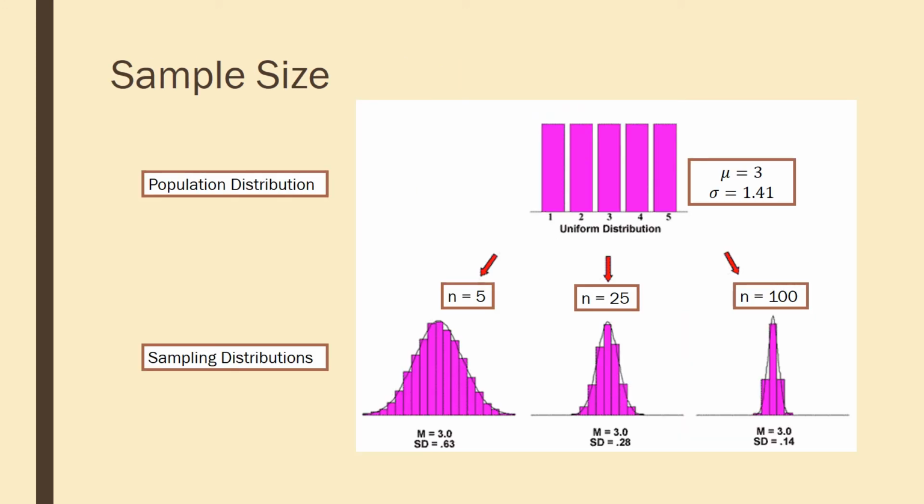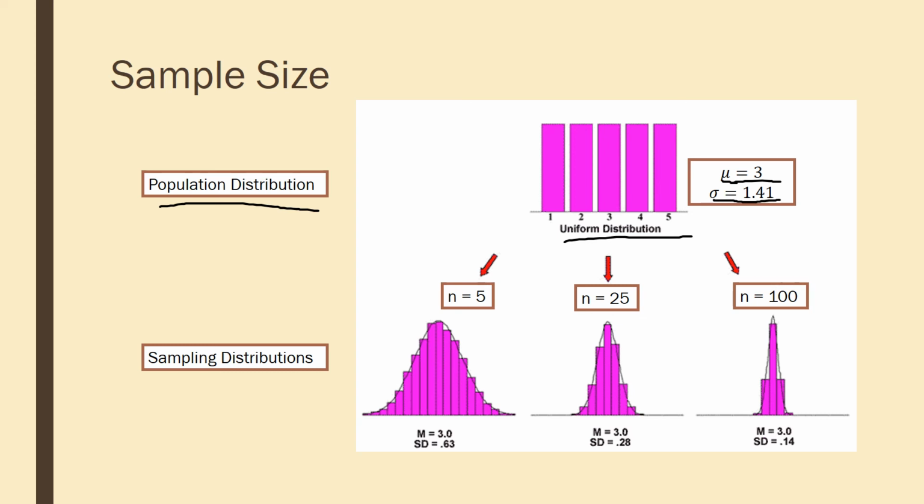Now we're going to compare these 4 histograms. So this top one here is our population distribution that we started with. So it looks boxy like this. It's a rectangle shape. Each value has an equal chance of being selected, and we have about 1 million people in this population. We'll just say that. And then we have a mean of 3 and a standard deviation of 1.41.